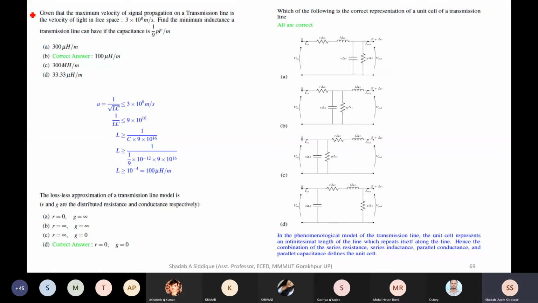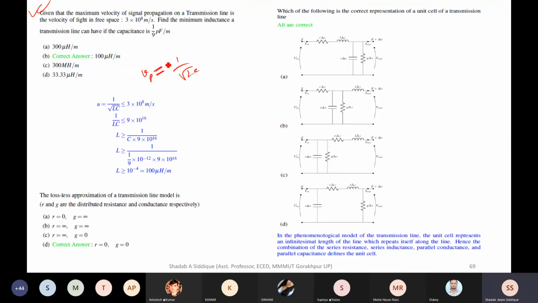Now we have one more problem. Given that the maximum velocity of signal propagation on the transmission line is the velocity of light in free space, 3 into 10 to the power 8 meter per second, find the minimum inductance a transmission line can have if the capacitance is equal to 1 by 9 picofarad per meter. So you know the velocity Vp is equal to 1 by root under LC.